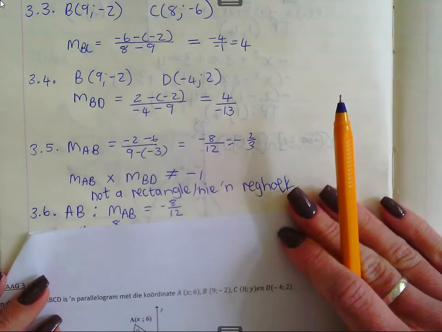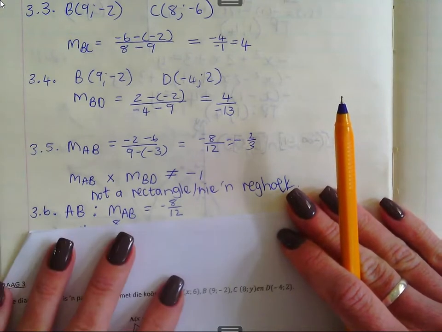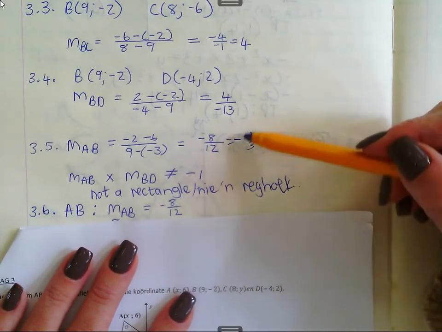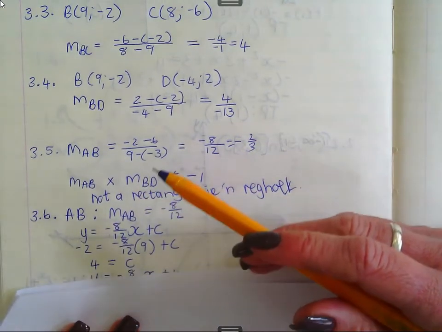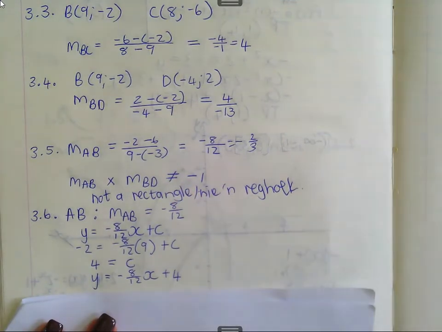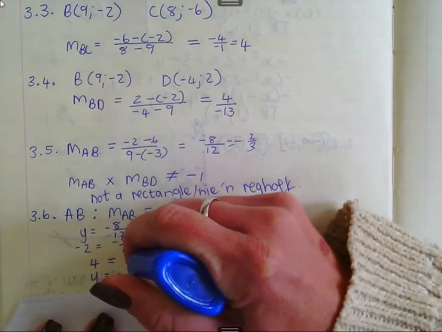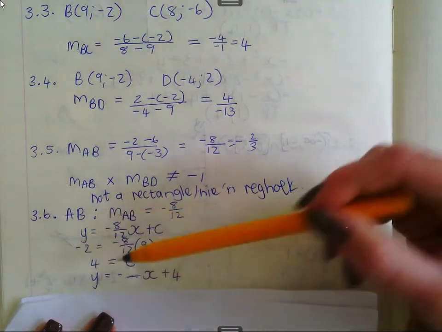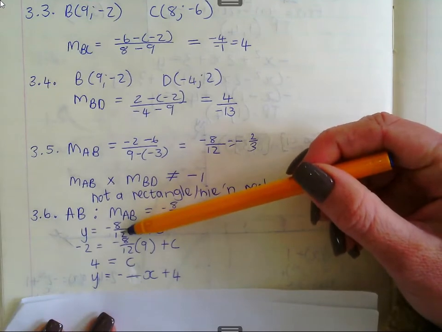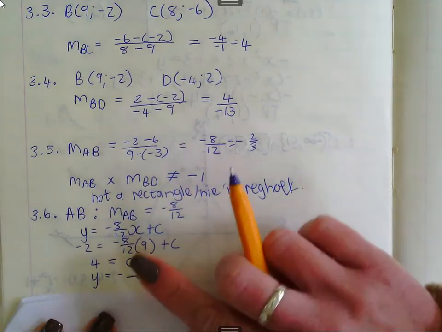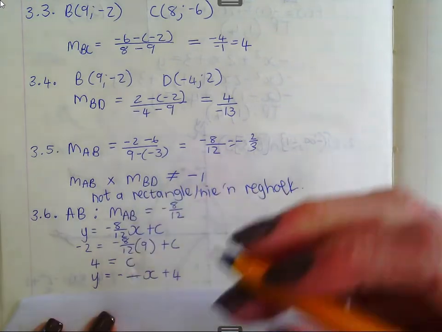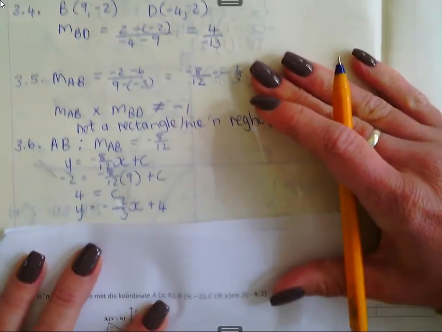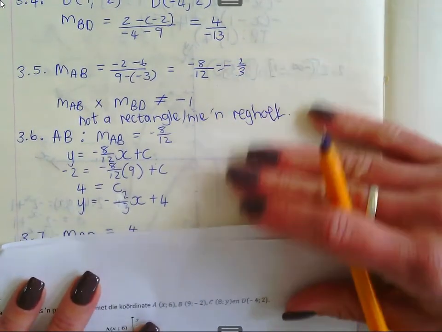Right, 3.6, the equation of AB. So you had the gradient of AB. I just calculated it. You can substitute it in there, and then you find C, and I simplify my gradient here. You can substitute it into your gradient, and then you find C to be 4, and therefore the equation is y equals negative 2 over 3x plus 4. Did you get that? Okay.